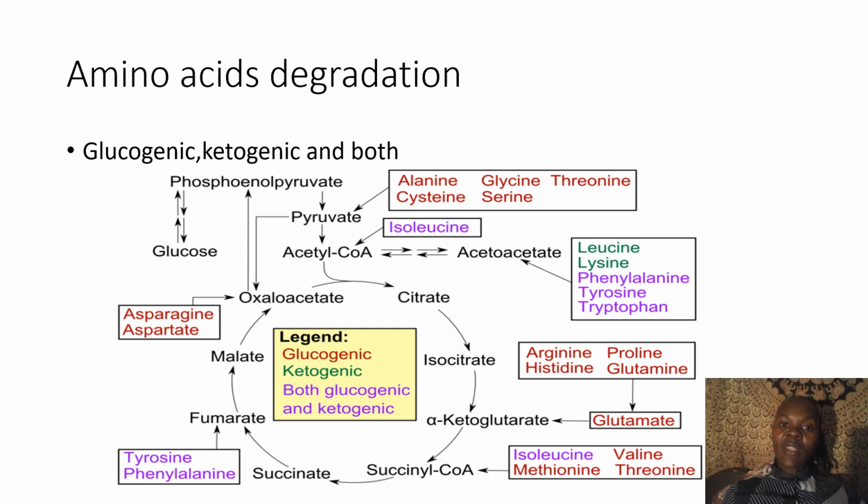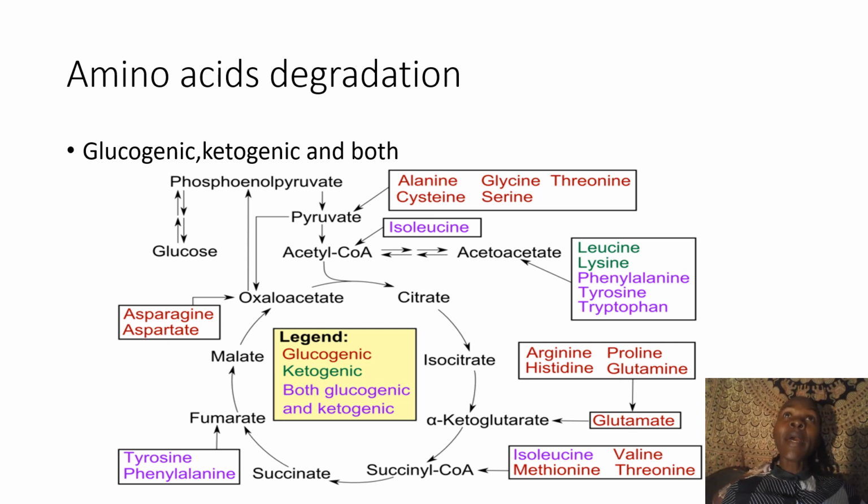Phenylalanine, tyrosine, tryptophan. Remember, they are both ketogenic and glucogenic. The degradation products will have an intermediate of the TCA cycle as well as a ketone body. So they are going to form acetoacetate as well as having an intermediate of the TCA cycle. So they are both glucogenic and ketogenic. Leucine and lysine are purely ketogenic. Then we have arginine, proline, histidine, glutamine. They are glucogenic.